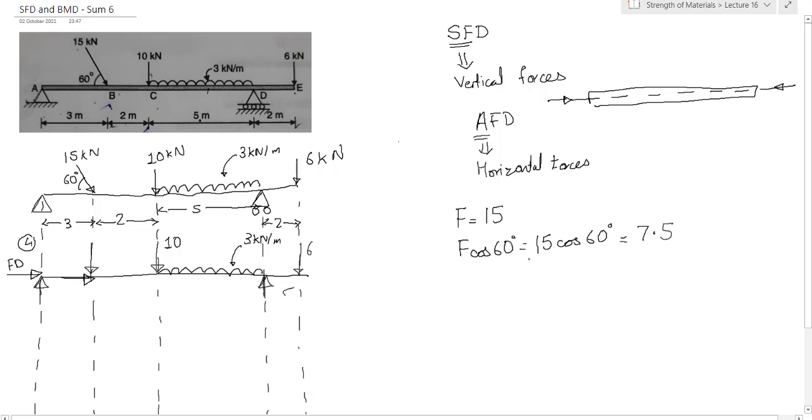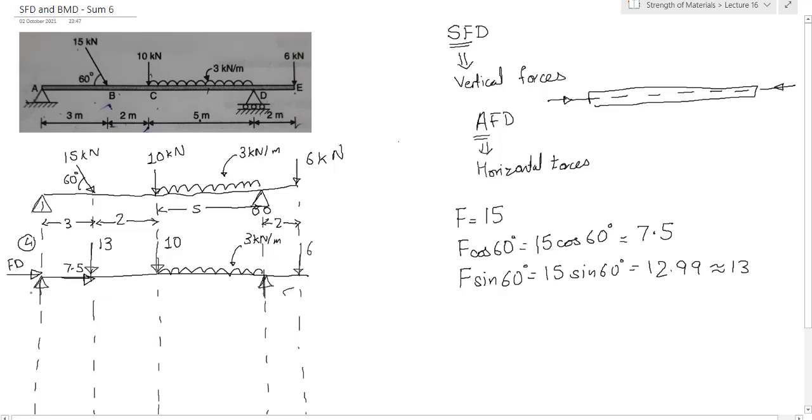So we can write 7.5 over here. Similarly, we can find F sine 60. It will be 15 sine 60. The value of that, 15 into sine 60, is coming out 12.99. So we can assume it to be 13. 12.99 and 13 are very close together. So cos is over here 7.5, sine is over here 13. These forces are done.